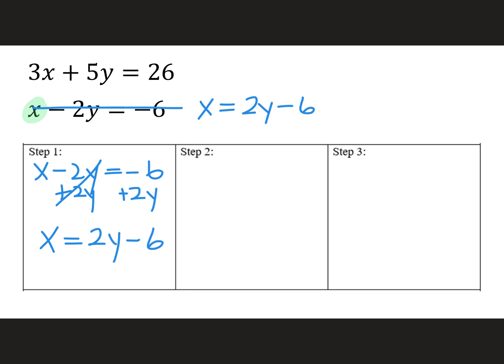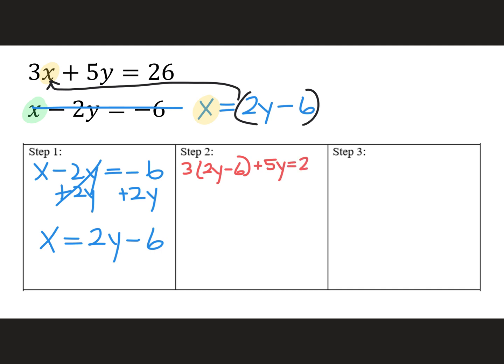I'm going to take this x, what it equals, I'm going to put it right here. And so I'm going to take this, I'm doing lots of lines here, hopefully you follow me, and I'm going to put it right here. All right, let's see how that plays out. Okay, so 3 times 2y minus 6, because that's what x equals, plus 5y equals 26.